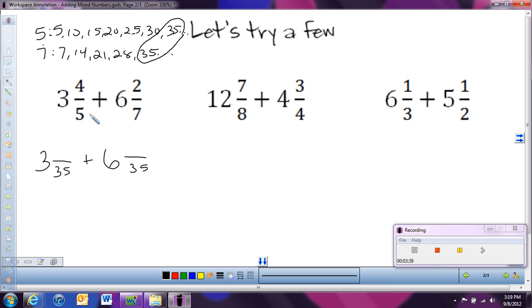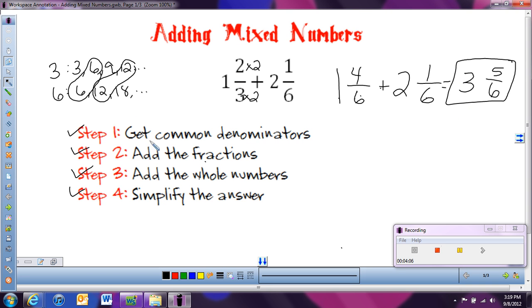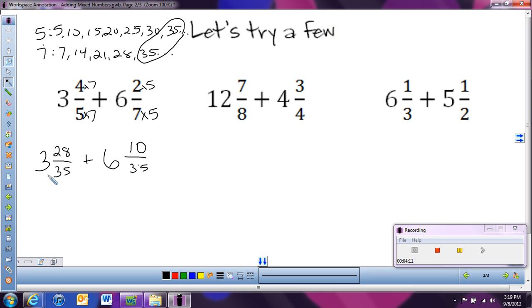To get from 5 to 35, we have to multiply by 7, and whatever we do to the bottom, we do to the top. 4 times 7 is 28. Here we're going from 7 to 35, so 7 times 5 is 35, and whatever we do to the bottom, we do to the top, and 2 times 5 is 10. So we finished step 1. Again, step 1 was to find the common denominator. Now we're going on to step 2, which says add the fractions together.